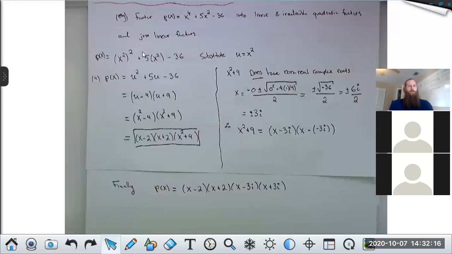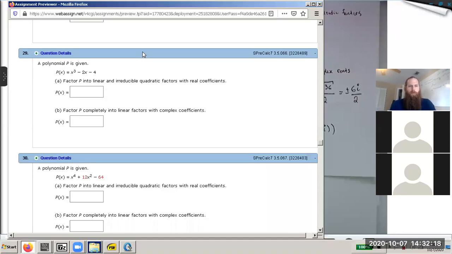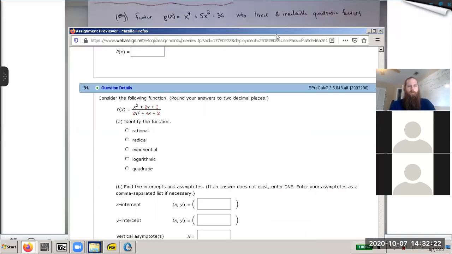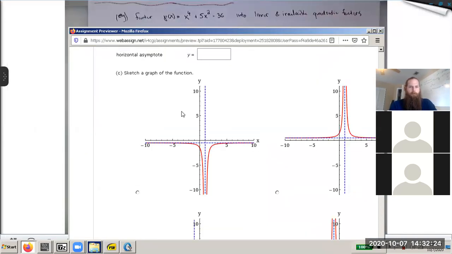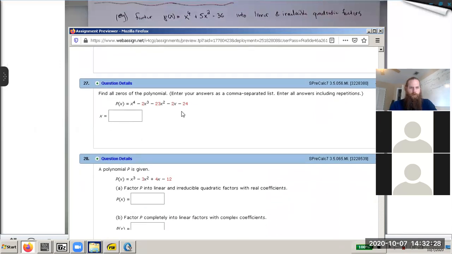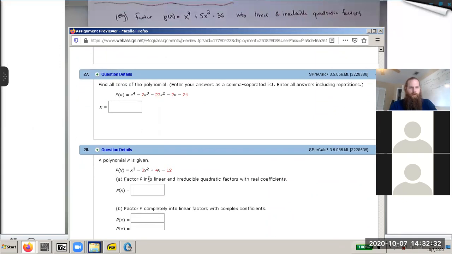Let's try one more. Let me see what we can get. That looks fun. Irreducible quadratics, linear and irreducible quadratics. Let's take a look at number 28 also.